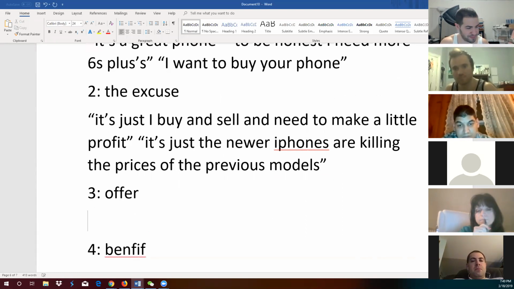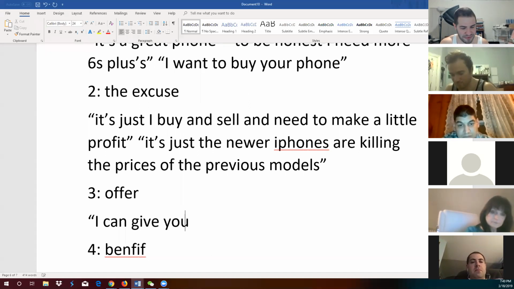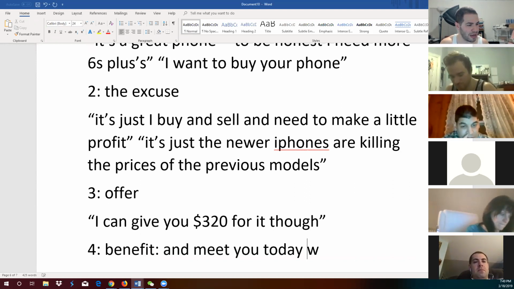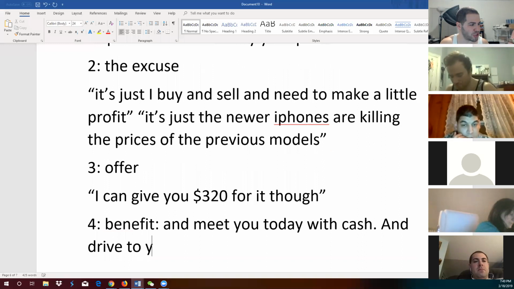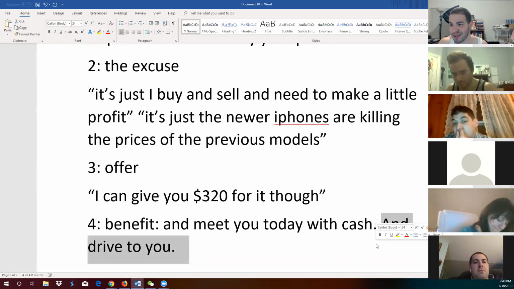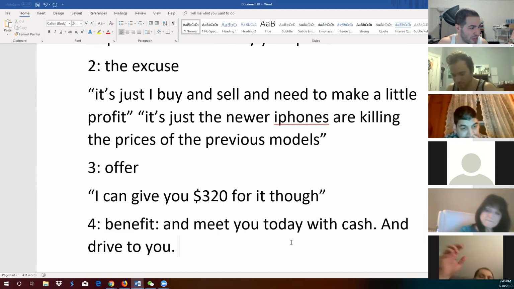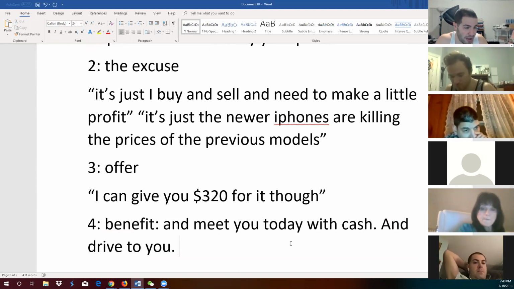Then we have the offer. I can give you $320 for it, though. And then we have the benefits, three benefits. I can meet you today with cash and drive to you. I've been pulling Chris Cripes lately and getting people to come to me, so I don't say drive to you too much because I like people to come to me. So I've been saying meet today with cash and drive to you, but either one of these works.